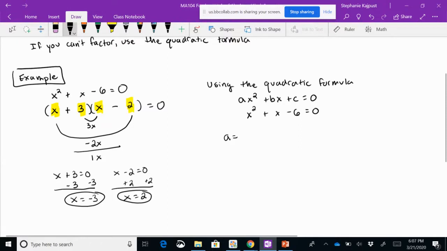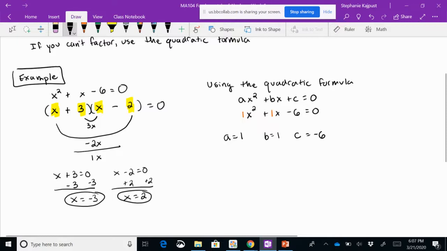So a is equal to 1 because we don't have a number in front of the x squared, and you can always put a 1 in front of there. Just like we don't have a number in front of the x, so we can always put a 1. So that means b is equal to 1. Then c is equal to negative 6.